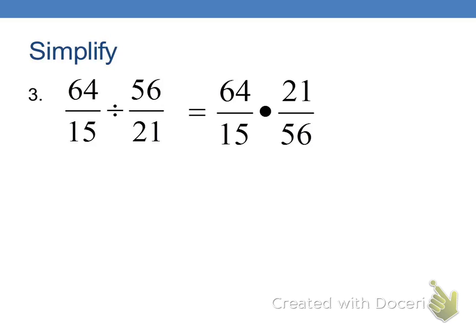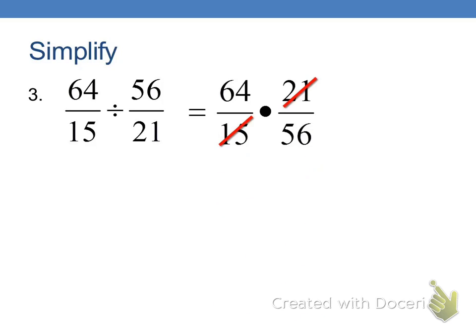Now you can start taking out common factors. Does anyone know where we can start? 64 and 56 have a multiple of 7. I multiplied them. Yeah, I was going to say 7 times 9 is 63, so I think you're just one number off on that one. Anyone else know a common factor of those two? Yep. 8. Very good.